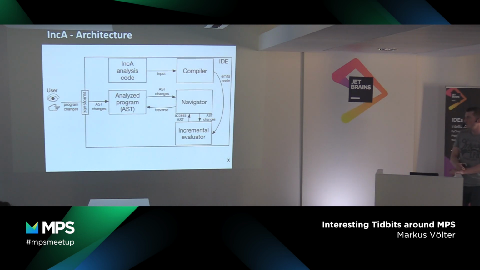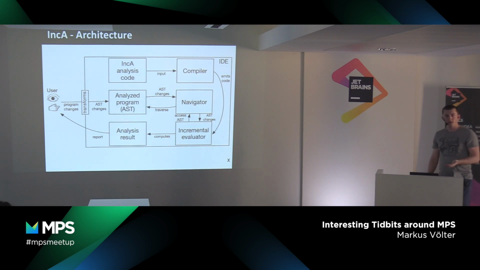Then we have this component which is the navigator. This is MPS specific because it lets the incremental evaluator know how the AST is represented. Because in our system, the incremental evaluator is a third-party thing. It doesn't know anything about MPS, so it needs to be taught how MPS represents the AST and what it means that the program got changed. For example, edges were inserted or nodes were removed. Then the incremental evaluator computes the analysis result, but what is more important is it incrementally updates the analysis result as the program changes. And then we use the analysis result to show errors in the IDE to the user, for example, underlining an offending code part.